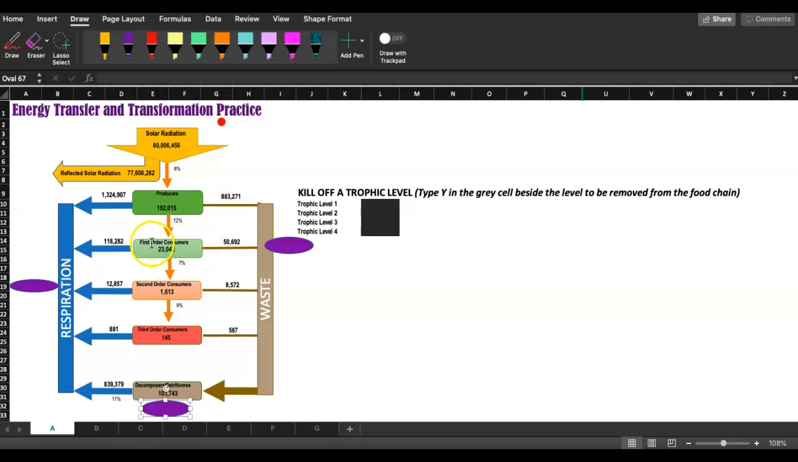Same too here. These first order consumers, they work at an efficiency of about 12%. That's unique to them in this situation. So whatever energy comes into them from the producers, and in this case you've got that number there, 192015, 12% of that gets stored in their tissues. The rest is lost as respiration and waste. And that pattern follows all the way down until you get to the end of your energy diagram.